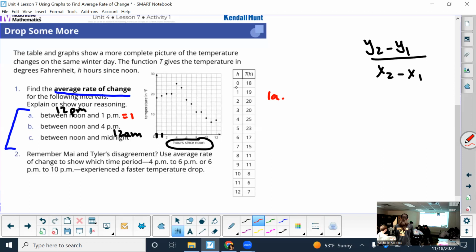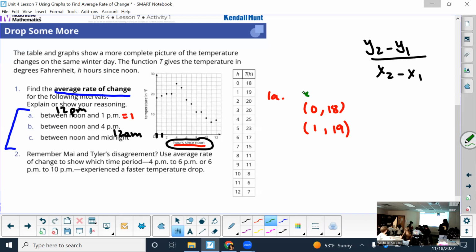Peyton, sorry. So H represents what? Okay, so which one would be for noon exactly? Okay, 0, 18, good. Which one would be for 1 p.m.? Sorry, which one? I didn't hear you. Which number would represent 1 p.m. if these numbers are hours since noon? Okay, 1 and what? Good. So this one's for noon, this one's for 1 p.m.